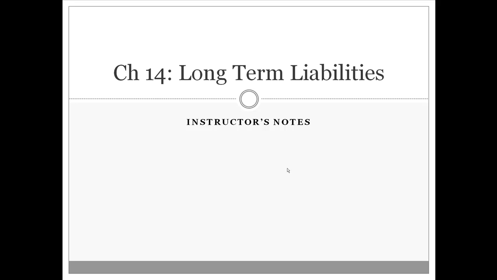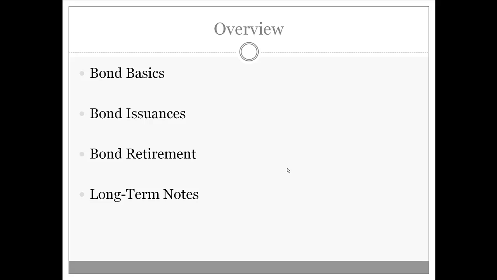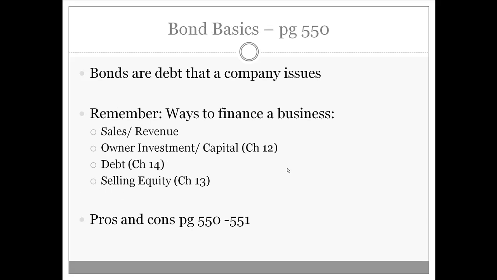So we just got done with Chapter 13 talking about stocks and how corporations can issue stocks to raise capital. Now we're going to talk about bonds, which is the other instrument that companies can use to raise money. So we're going to talk about bond basics, bond issuances, retirement, and long-term notes.